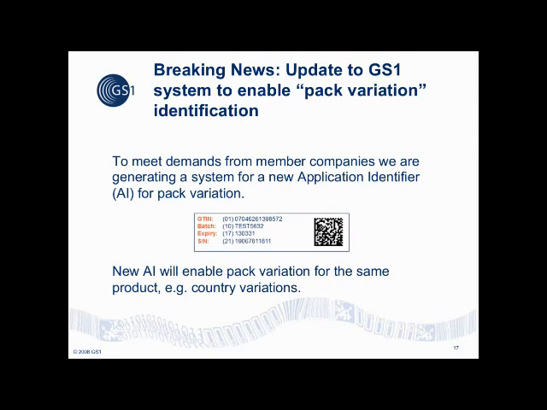What we have announced is that this year we will launch a new application identifier for a pack variation. So it will be possible to have a number of different packs with the same GTIN, the same product identifier, but say one would be pack variation number 1, which would be English, pack variation number 2 maybe German, pack variation number 3 maybe French labeled. So it's the same product with different labels, different pack variations around the world. That new standard has been developed in order to address the demands of our members specifically relating to UDI.